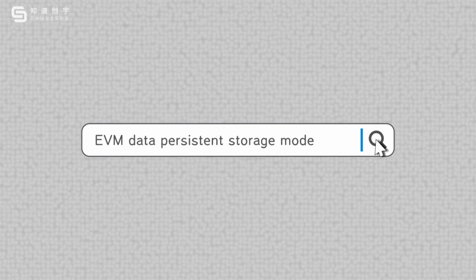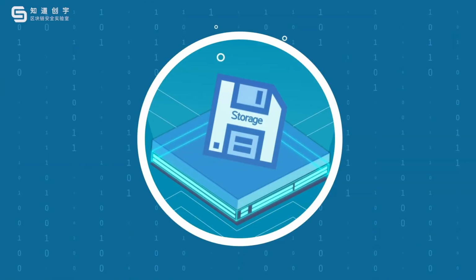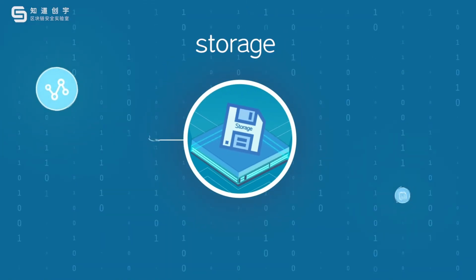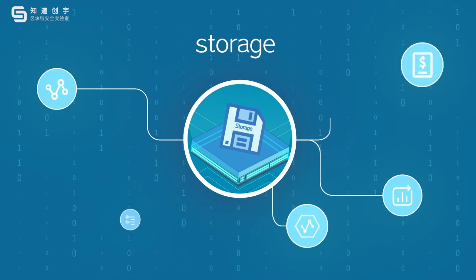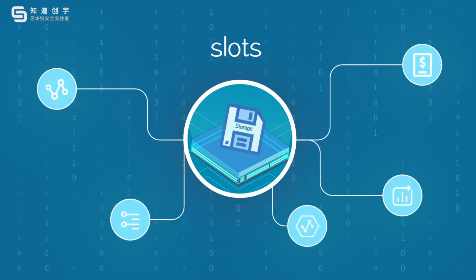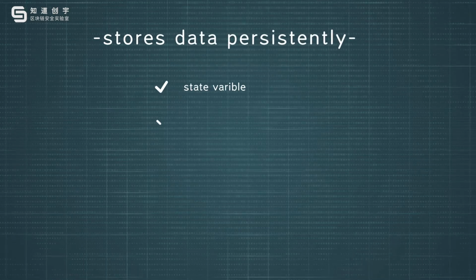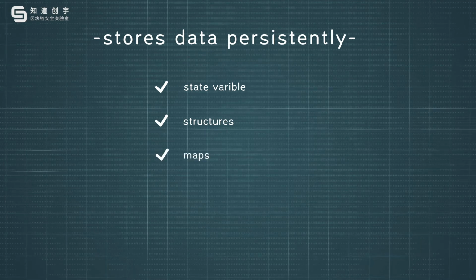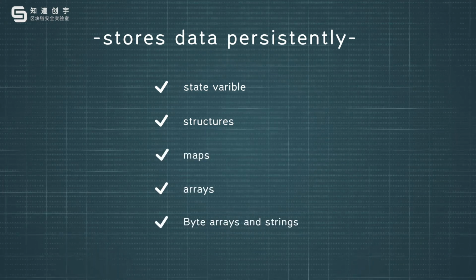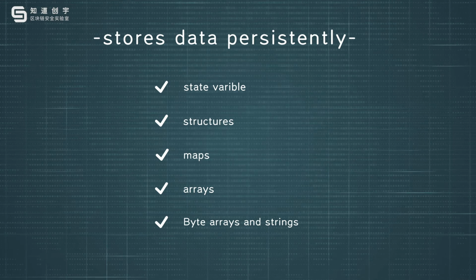EVM data persistent storage mode. Storage is the place where each contract stores data persistently. The way of storing data is realized through slots. Persistent storage of data can be realized by state variables, structures, maps, arrays, byte arrays, and strings.